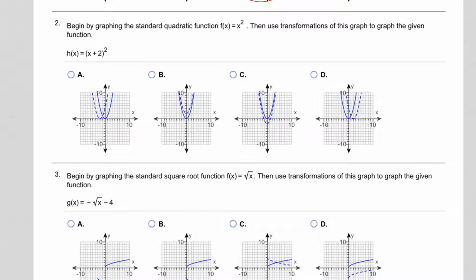Okay, then we go to number two. All right, same thing applies. This time it's inside the parentheses, so this is a horizontal shift, and it's going to go to the left. All right, and we know our parent function looks like this. So we take a look, which one goes to the left 2 units, and it's this one right here.